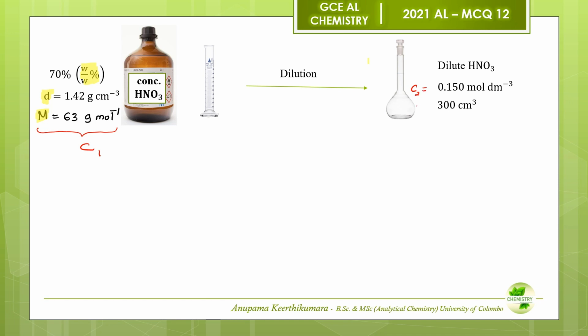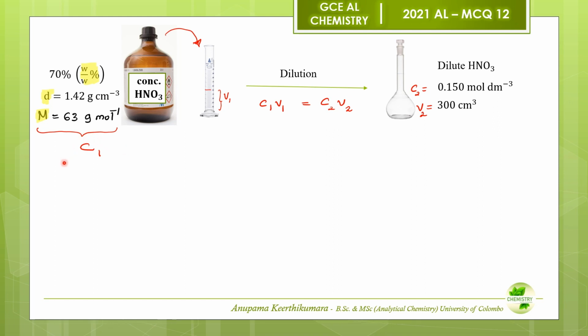Concentration and the volume of dilute nitric acid were given. The C1V1 equals C2V2 equation can be used to calculate the required volume of conc nitric acid to prepare the given dilute nitric acid solution. The concentration and the volume of this dilute nitric acid solution were given in the question, that is C2 and V2. We have to calculate the initial concentration, or the concentration of this conc nitric acid solution, that is C1. Therefore, you can substitute values for C1, C2 and V2. That gives you the answer V1.